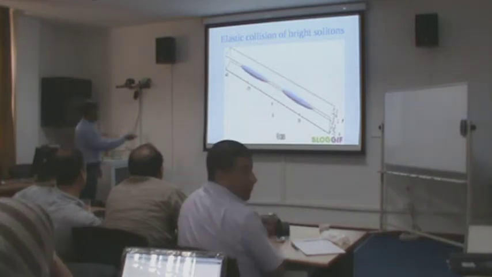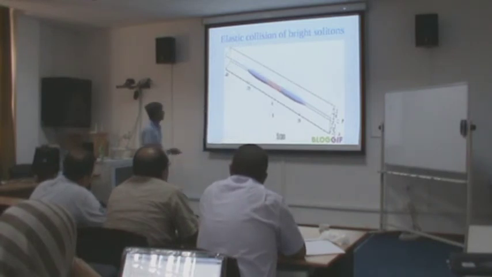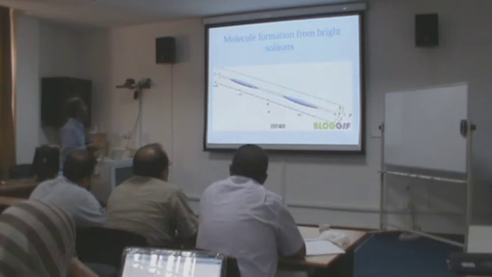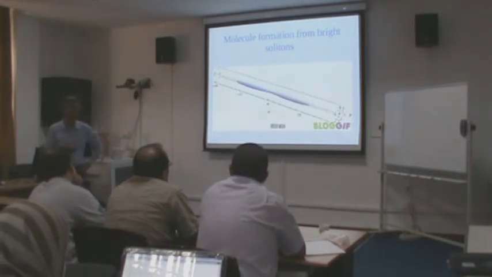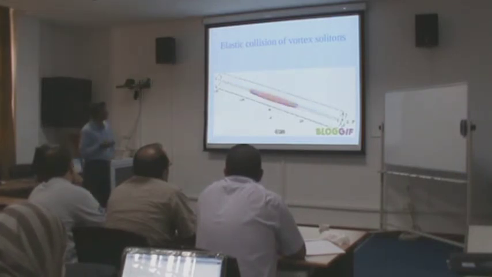This is the time in milliseconds. It comes, hits and goes out, and this is a simulation. This is showing the same picture again and again. But this is the bound state of the solitons when they are placed at a large distance. They come close to each other and then they cannot escape. And we did the same simulation with vortex solitons. Vortex solitons have a hole in the middle.